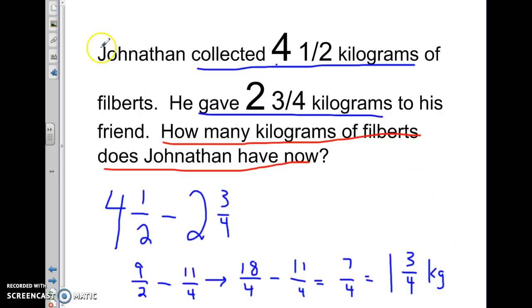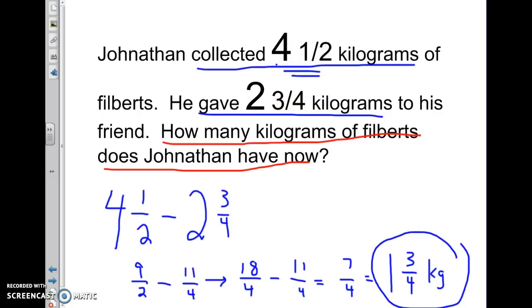All right, we're going to work more on this, and checking for reasonableness. So I know that I'm going to have less than what I started off with, right? Because he's given a bunch of it away. And I have 4, I'm taking away 2. I should have somewhere in the ballpark of 2. But the thing is, the fractional part here is less than this fractional part, right? 1/2 is less than 3/4, and I know that because 2/4 is less than 3/4. So I know that I'm going to actually have less than 2 left over.